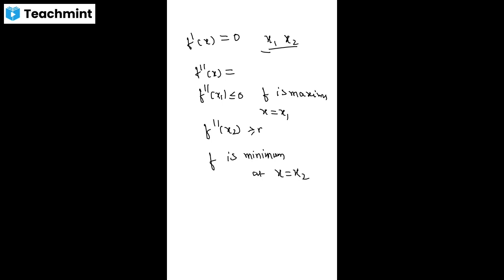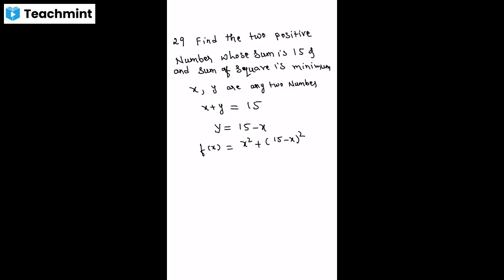So this is a procedure for identifying the maximum and minimum. Here we have to find the first derivative, the second derivative, and we have to equate the first derivative to zero.